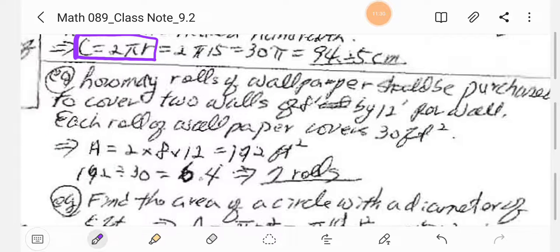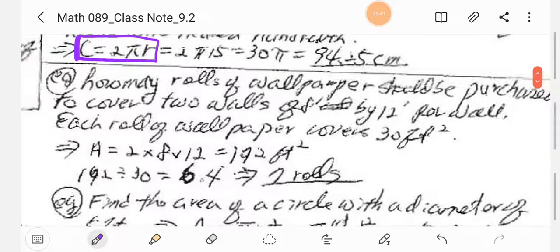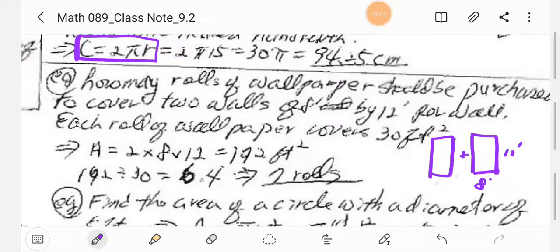Okay, next. How many rolls of wallpaper should be purchased to cover 2 walls of 8 feet by 12 feet per roll? Okay, each roll of wallpaper covers 30 square feet. All right. So what is the wall? Let's say this is 8 feet, and this 12 feet. Right. So there are 2 walls. So another one over here. So we're gonna cover these two walls.